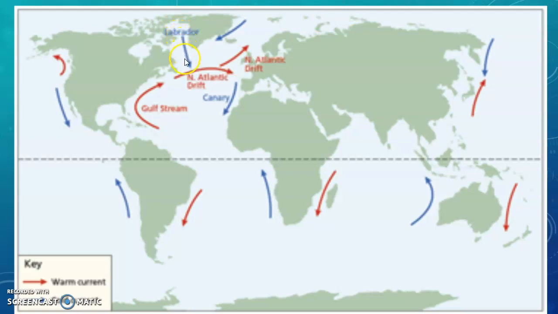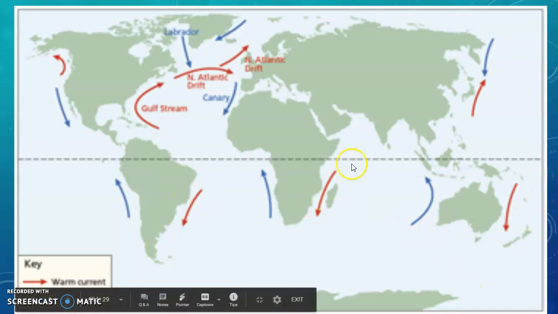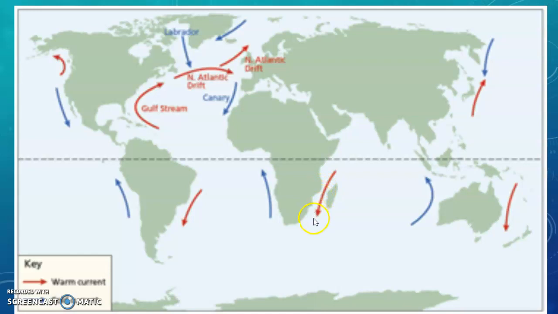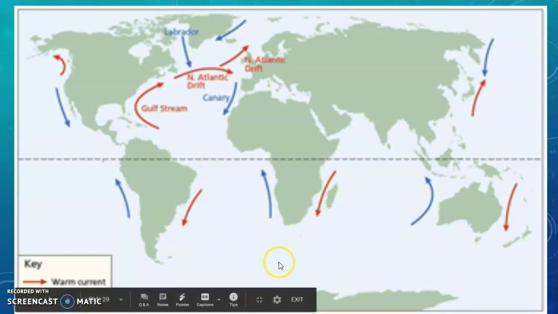The other one that I want you to be aware of is this one coming down from the North Pole, from the Arctic. And because it's coming from Arctic regions, it's going to be cold. And that is going to bring cold weather to all of these areas here that it is passing. And that's the Labrador current. You can see there's lots of other ocean currents here moving. Warm ones from the equator generally, and cold ones from the poles.